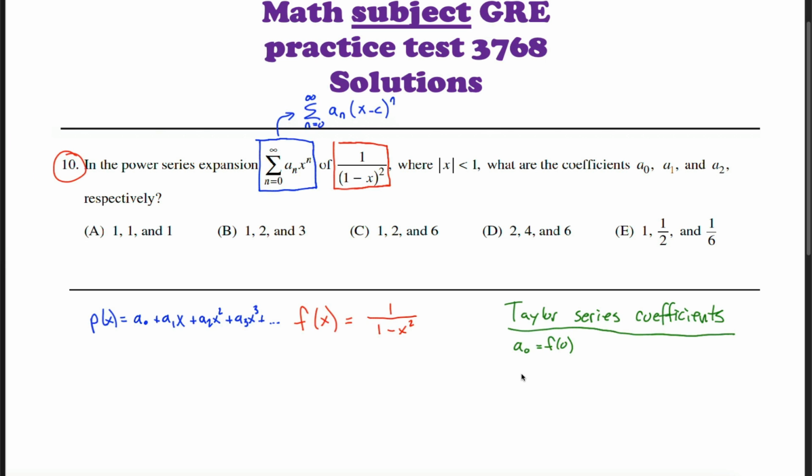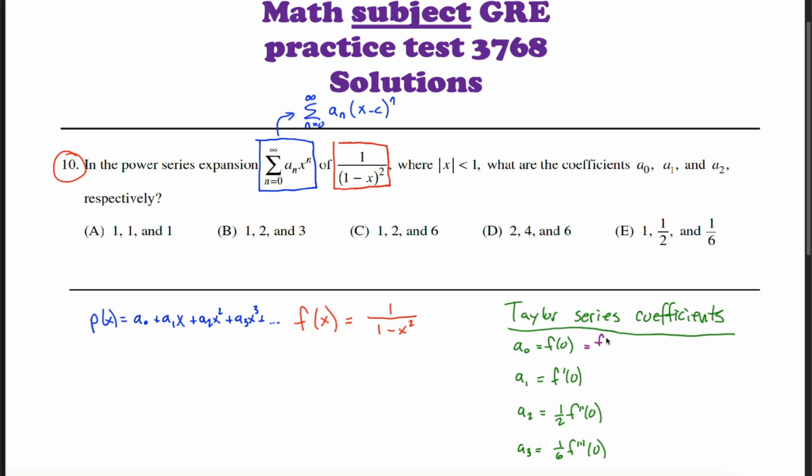Anyways, the first coefficient, a0, is always equal to f of 0. The second coefficient, a1, is always equal to f prime of 0. The third coefficient, a2, is always 1/2 f double prime of 0. The next Taylor series coefficient, a3, is always 1/6 f triple prime of 0.